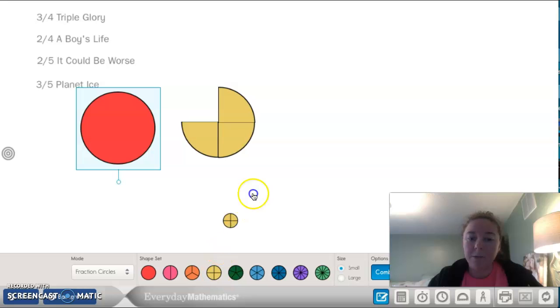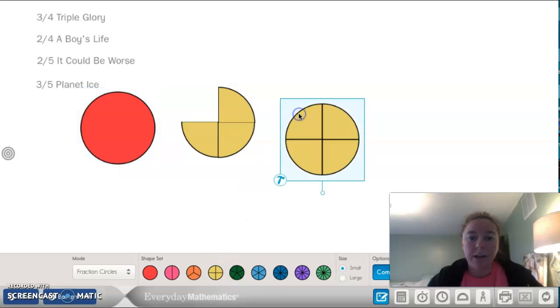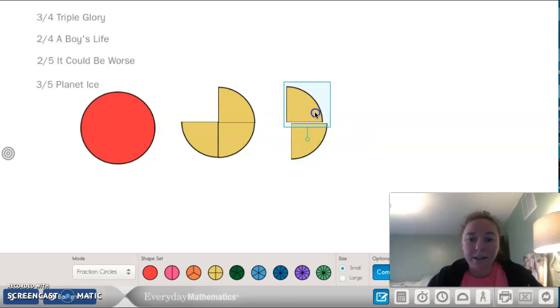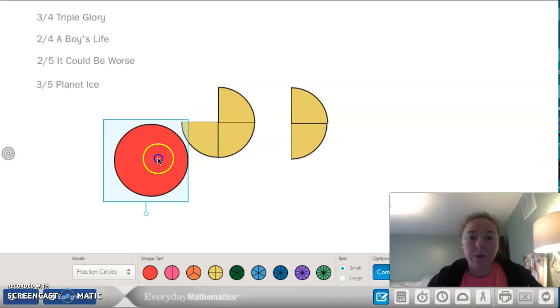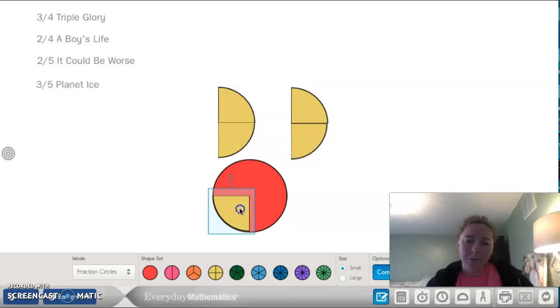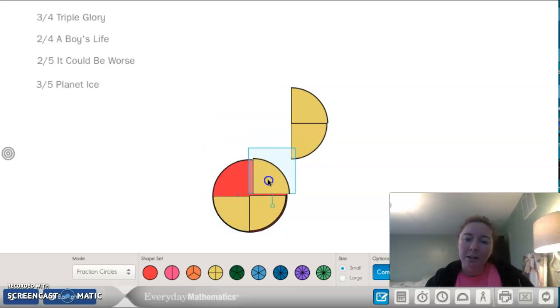2/4. Again, I'm going to grab my fourths. I'm clicking it and hitting this T, and that separates the pieces because I only need 2 of the pieces. So automatically I'm looking at these, and I have my red circle. Is 3/4 greater or 2/4 greater? Which one covers more of the whole? And if you need to, you can move your pieces directly onto the whole to get a clearer picture.